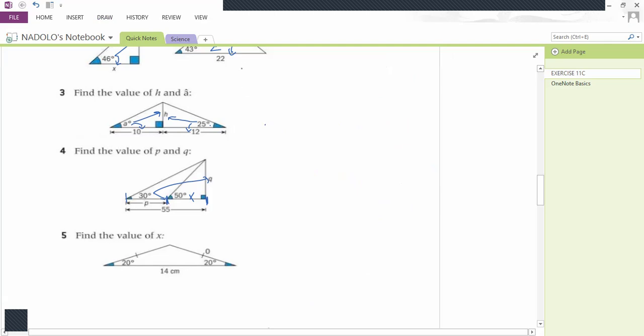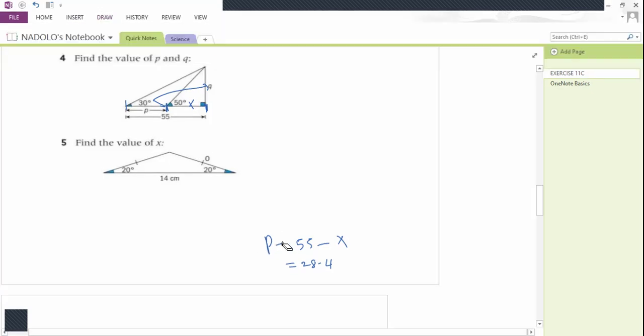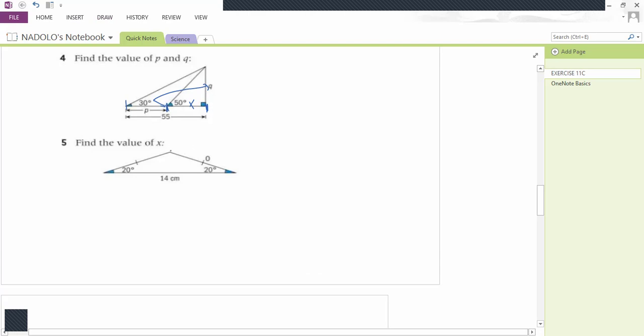Number 5. We are calculating the value of X. There's no labeled X there, so we will not calculate that. They have not labeled any X. But you can just find the missing length. You can have your 90 degrees here because this is an isosceles triangle. Two sides and two angles are the same. So if this is 90, this one will be 70 and this one will be 70.